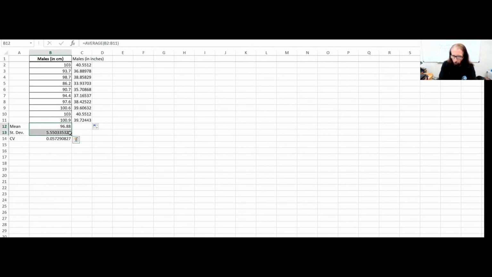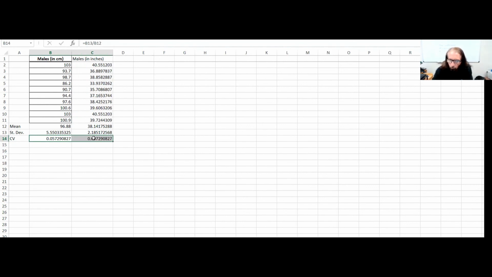Then I get the mean and standard deviation for the males in inches, followed by the coefficient of variation. And we wind up getting the same thing.